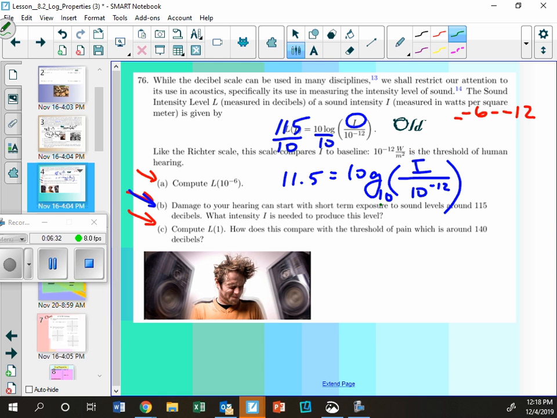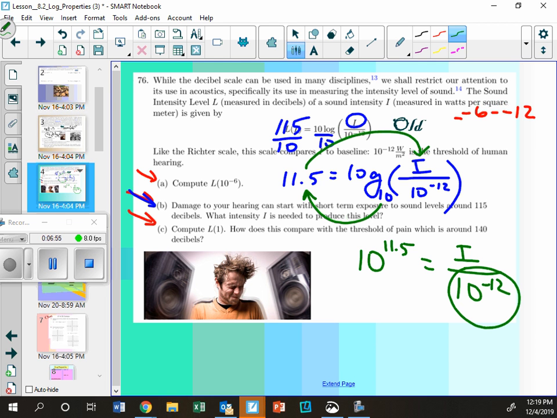So then that's 10 to the 11.5 is equal to that. And is I alone yet? Nope. But I'm really close. You can just simply multiply both sides by 10 to the negative 12th. So I'm going to take this and, let me move it over a little bit, 10 to the 11.5 times 10 to the negative 12.